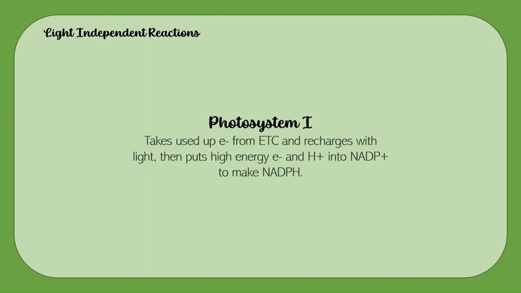Then photosystem 1 takes the used-up electrons from the ETC and recharges them with light using chlorophyll. It puts the now recharged high-energy electrons and the protons into NADP+ to make NADPH. The NADPH goes to power the Calvin cycle.